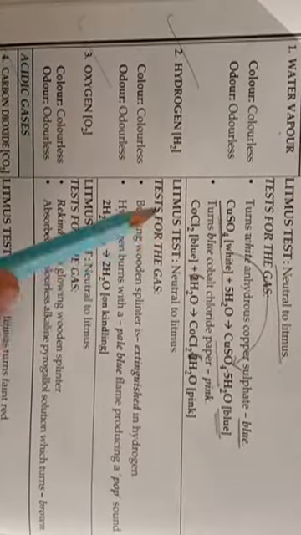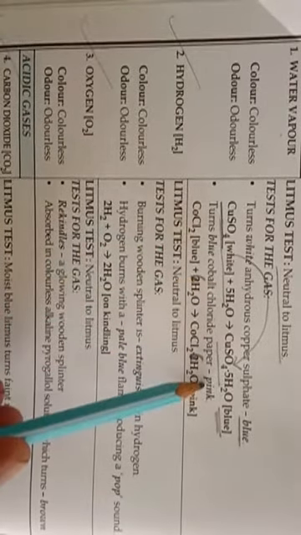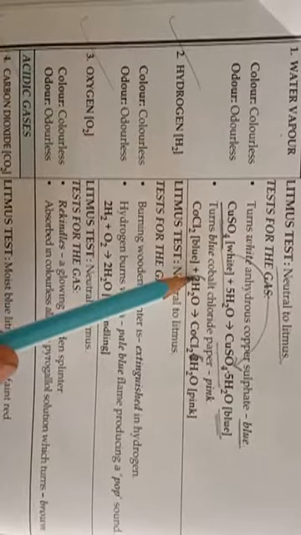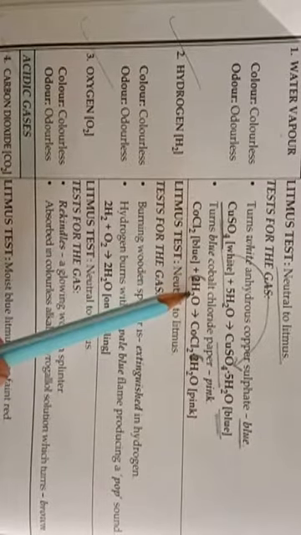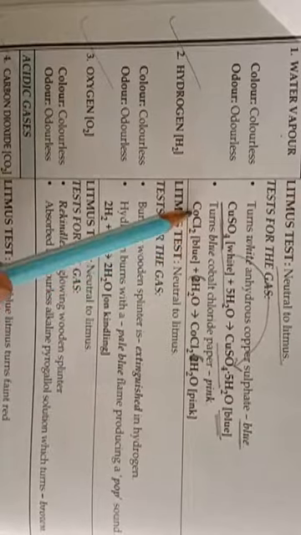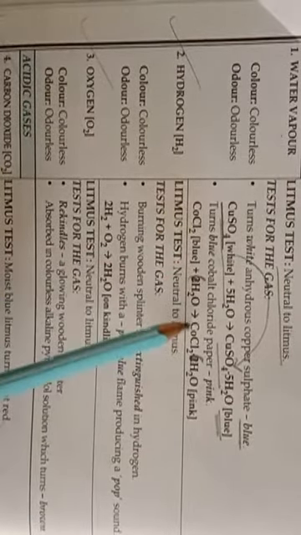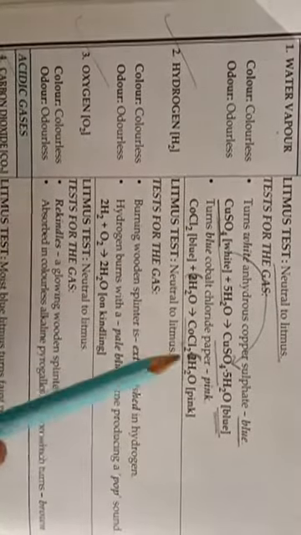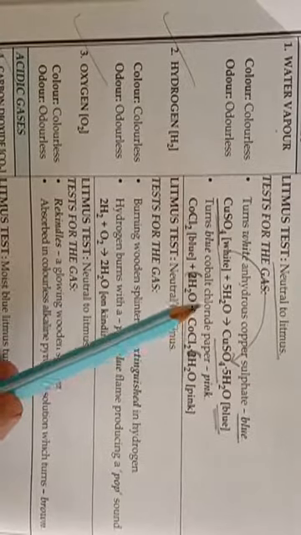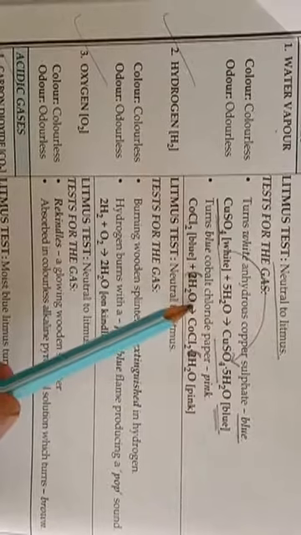Second test of water vapor: turns blue cobalt chloride paper pink. So blue cobalt chloride paper, which is CoCl2, is blue in color, and some books have a misprint here. It should be 6 molecules of water, because hydrous cobalt chloride carries 6 molecules of water per molecule. So correct it if the misprint is in your book also. It should be 6H2O. CoCl2, anhydrous cobalt chloride, blue in color, is converted into hydrous cobalt chloride, meaning cobalt chloride hexahydrate, which is pink in color. These two are chemical tests for water vapor, which is a neutral gas.